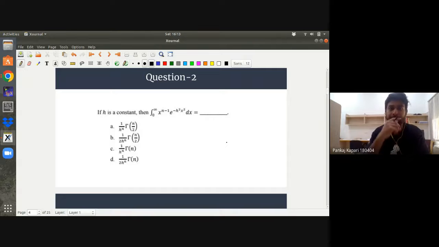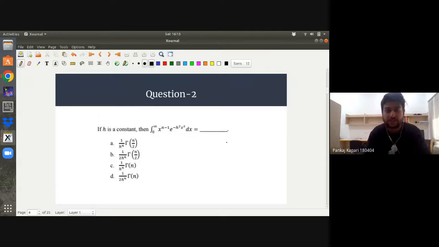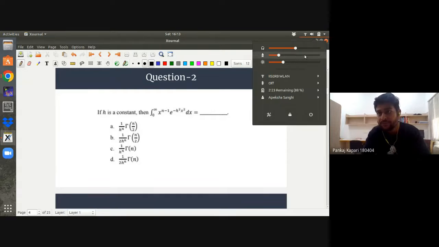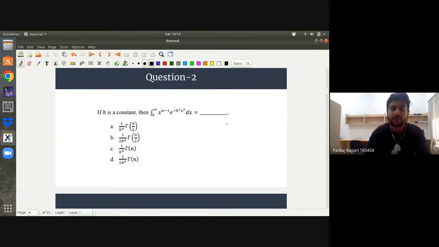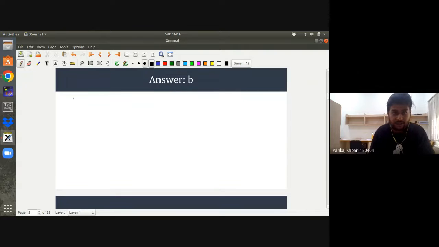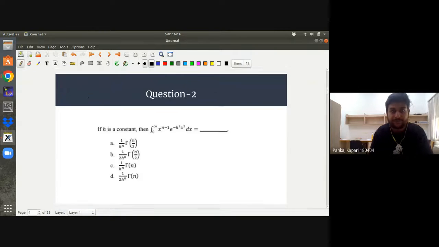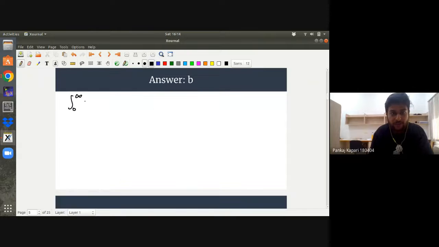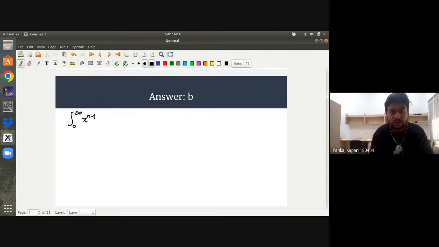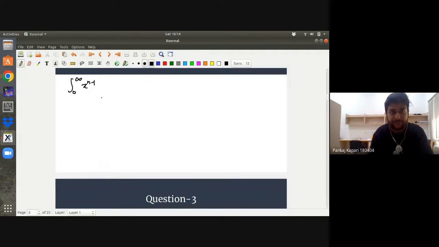Here h is given to be a constant and we have to find the value of this integral in terms of the gamma function. So what is this integral? It is the integral from 0 to infinity of x to the power n minus 1 times e to the power minus h square x square.